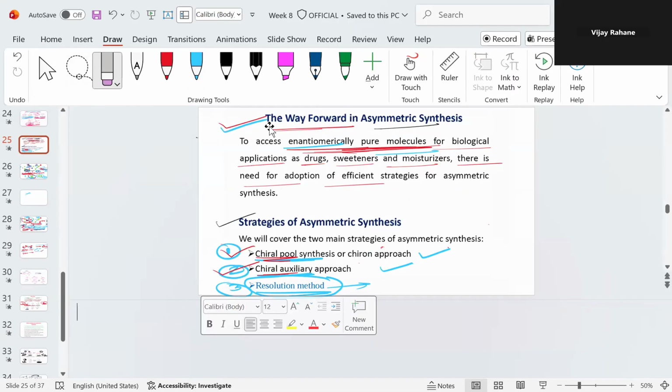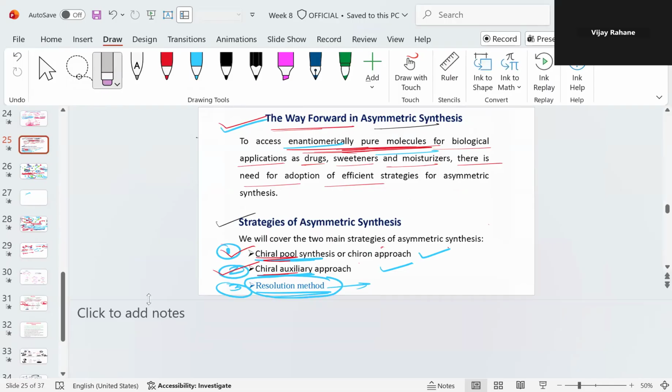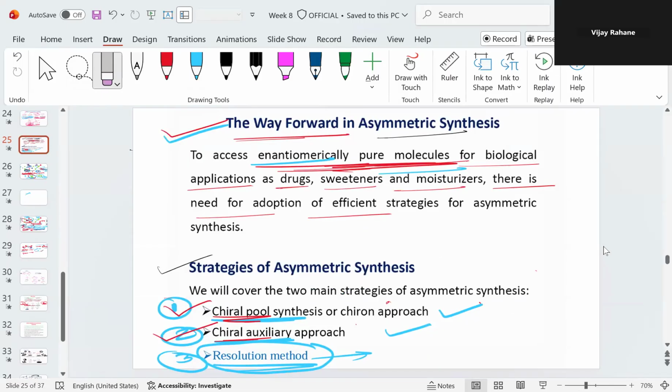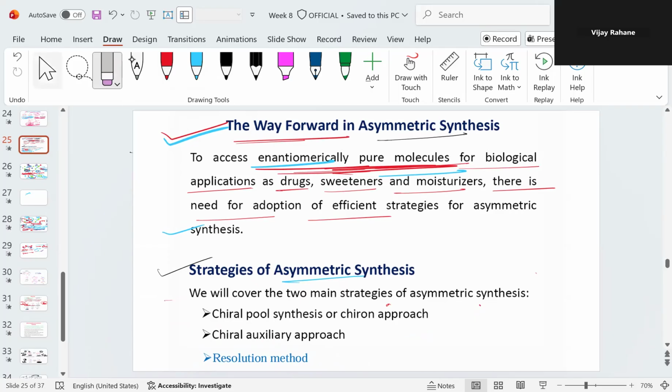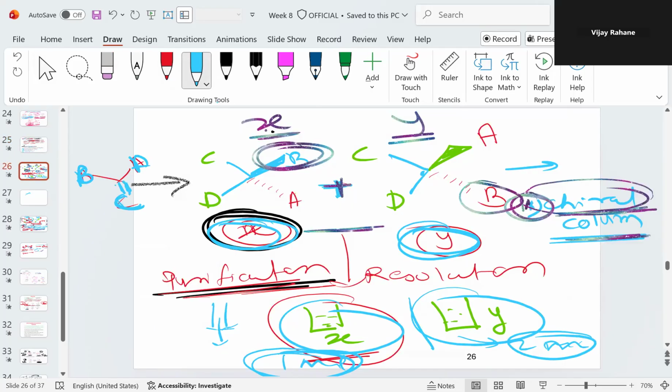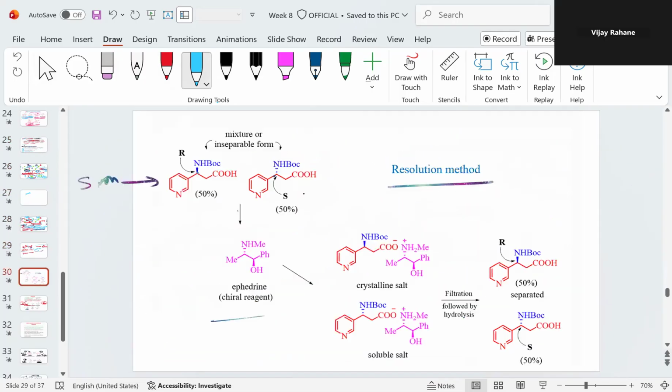Mainly in asymmetric synthesis, there are three different approaches or strategies to get the asymmetric product. We are going in some reverse manner. We look first at the resolution method, then the chiral pool, and the third one is the chiral auxiliary. In the resolution method, there is an approach for which I have shown one example here. So this is the one example.